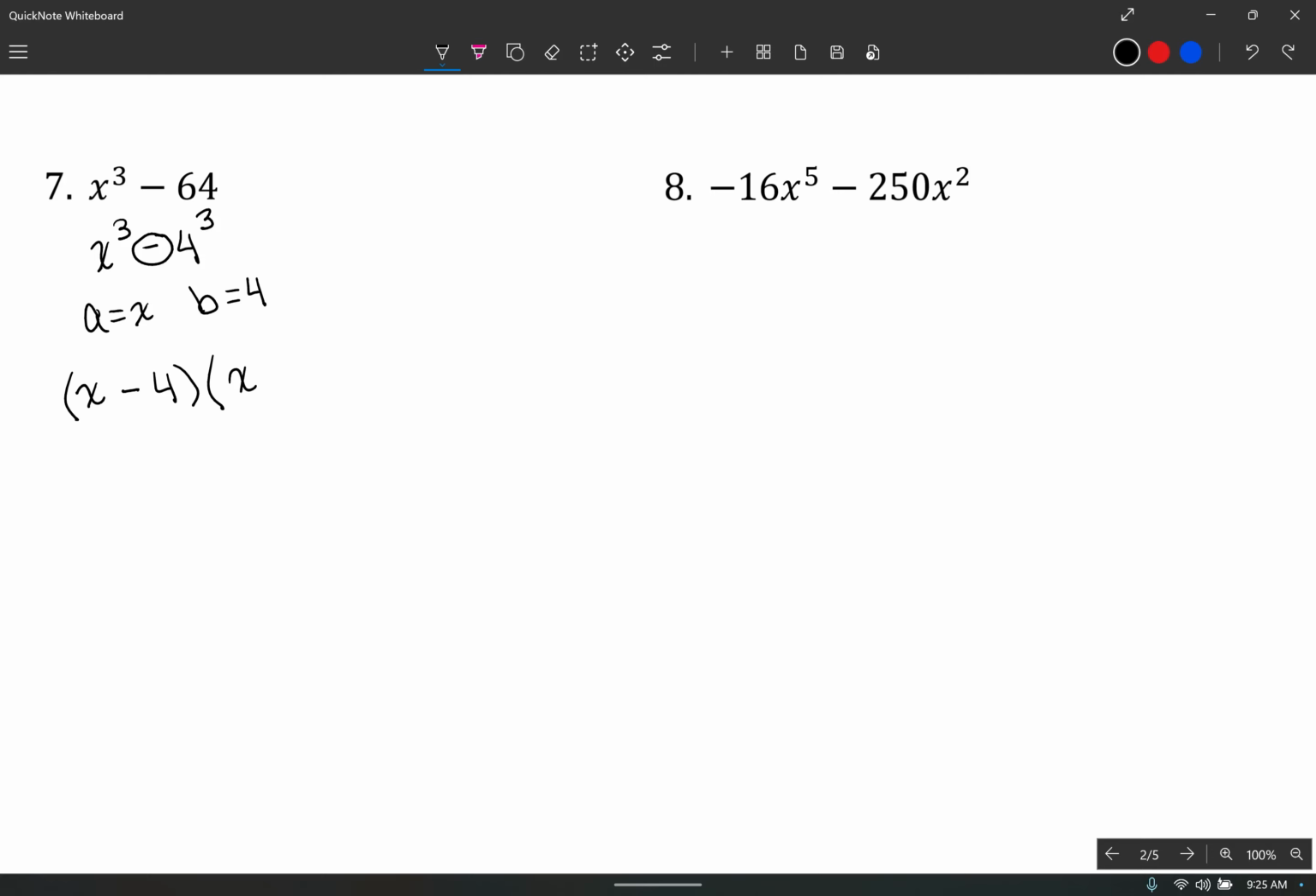Square your a, so that would be x squared. Since I already have my one minus, this is a positive. x times 4 is 4x, and then this is always a plus at the back, and then square your b, that gives you 16.